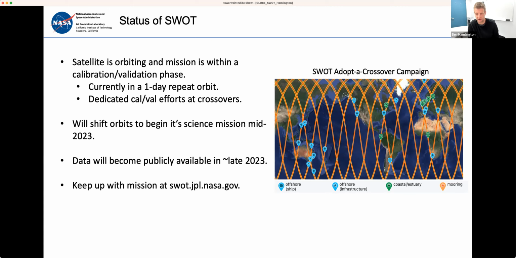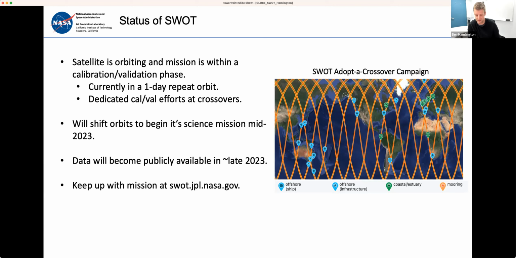And we'll be able to get a very good understanding, both in the ocean and also on land, of the quality of the observation, the spatial scale that we're actually able to resolve, all this additional information that'll prepare us once we shift to that full science orbit. The plan is to shift to the science mission in mid-2023, so around the summer of this year. The data is targeted to become publicly available in late 2023.